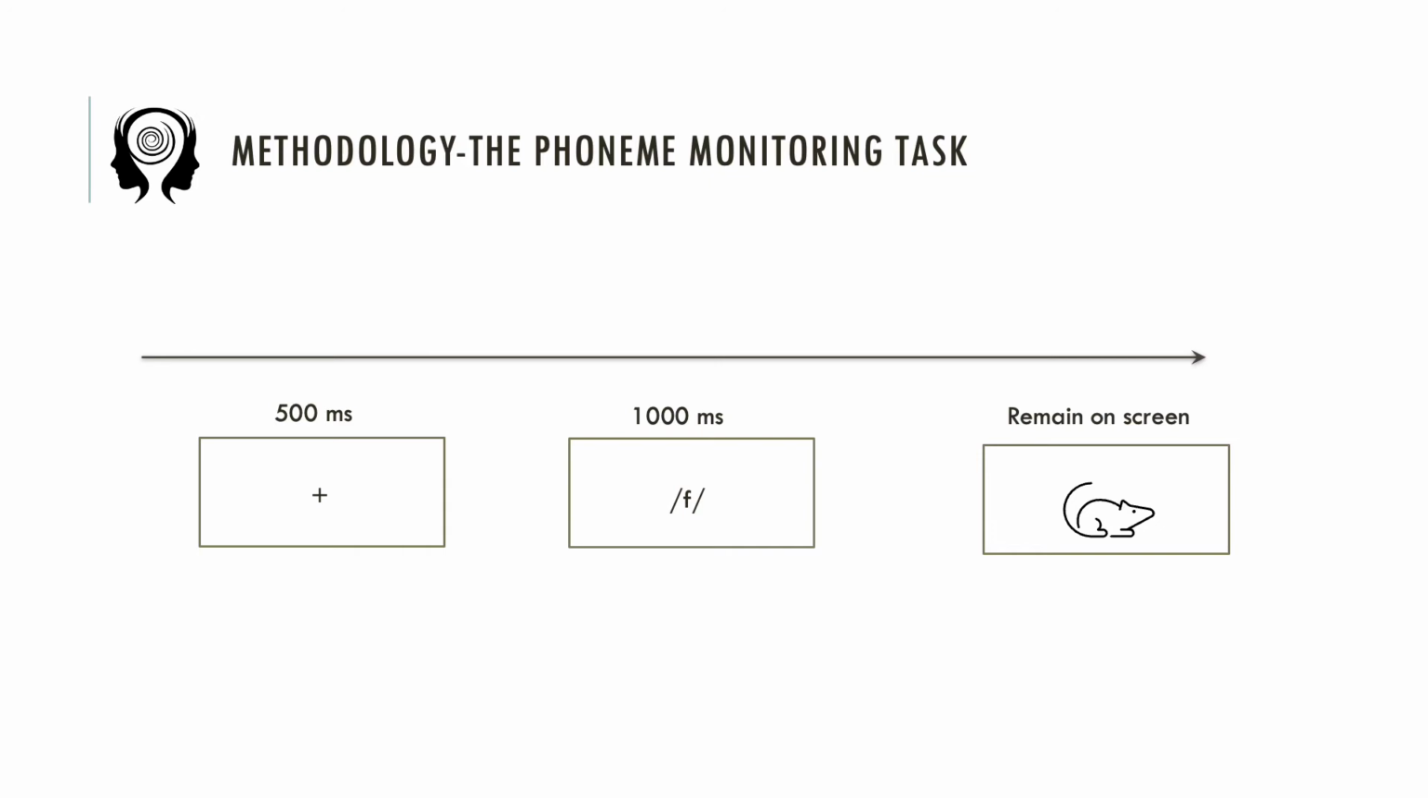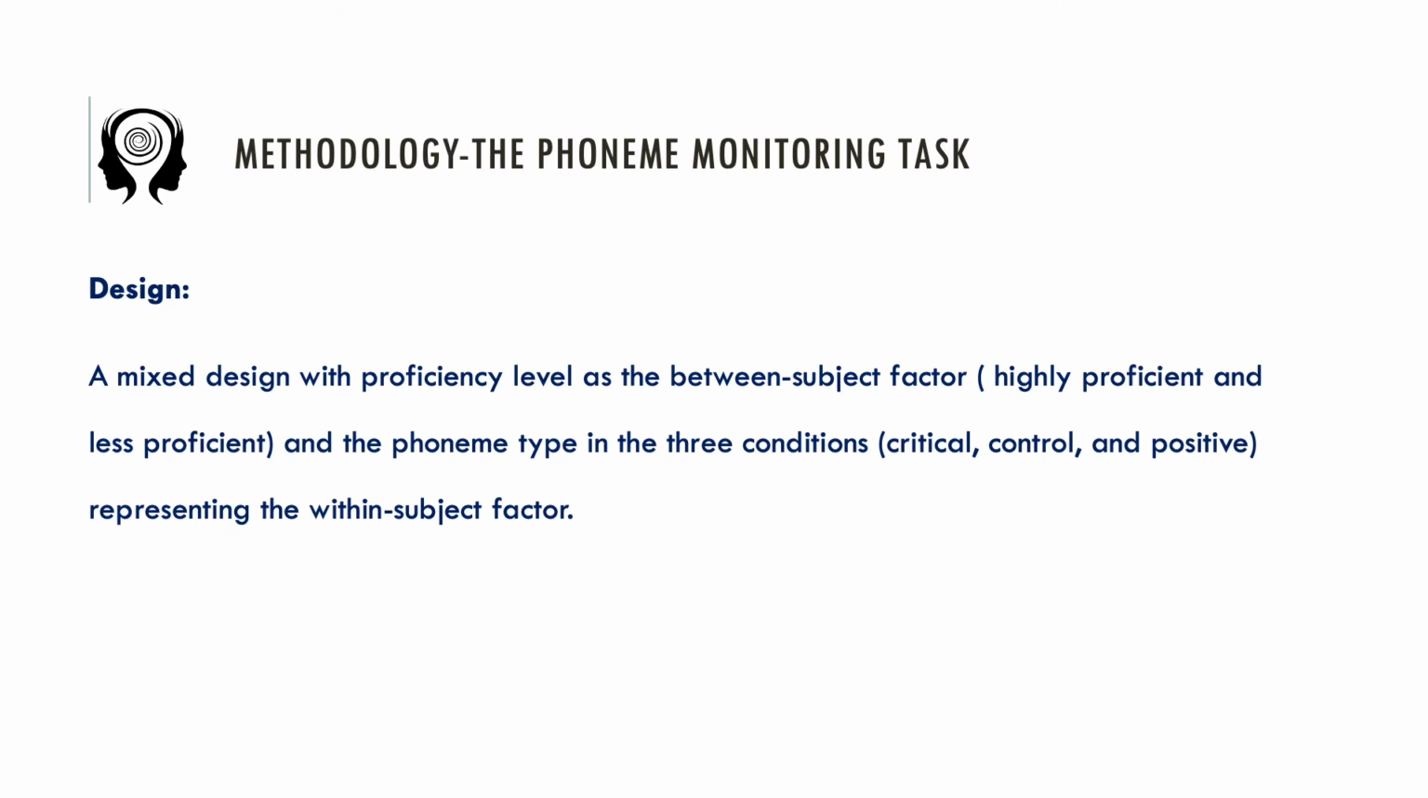If the phoneme was part of the English name of the picture, they had to click yes. If it was not, they had to click the no button. The whole task was created using PsychoPy because it was conducted online due to the outbreak of COVID-19. As for the design, it was a mixed design with proficiency as the between-subject factor, highly proficient and less proficient bilinguals, and phoneme type in three conditions, critical, control, and positive, representing the within-subject factor.